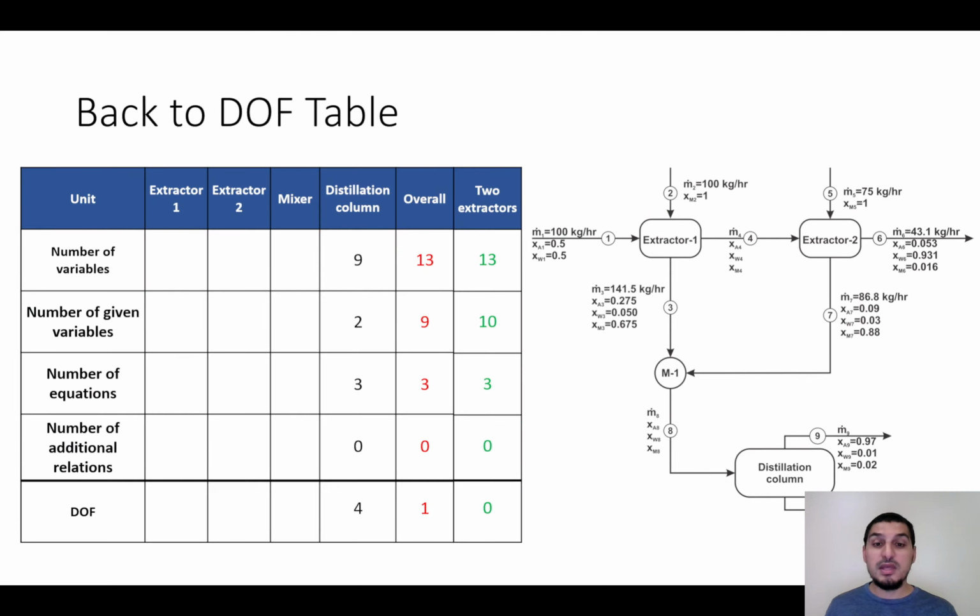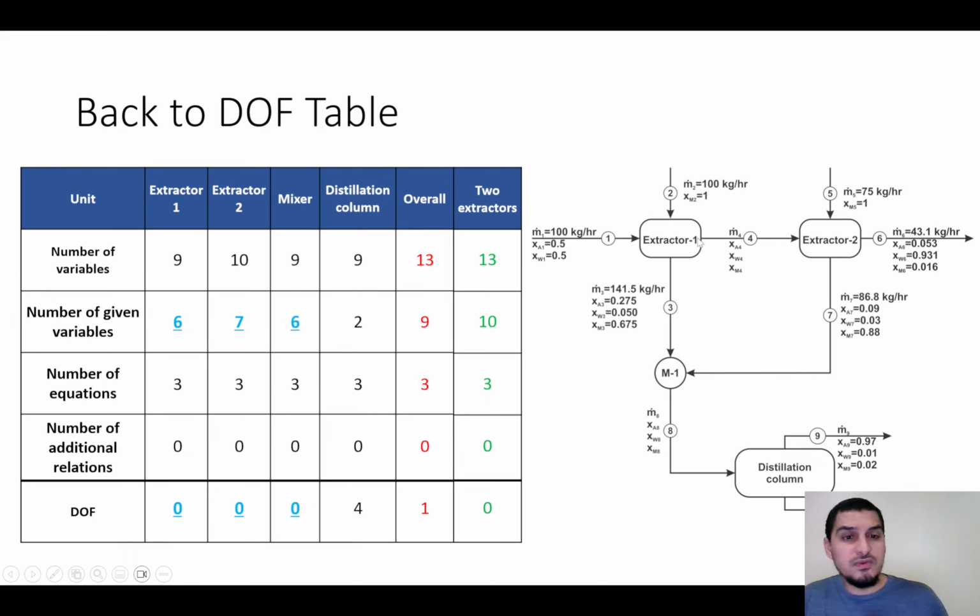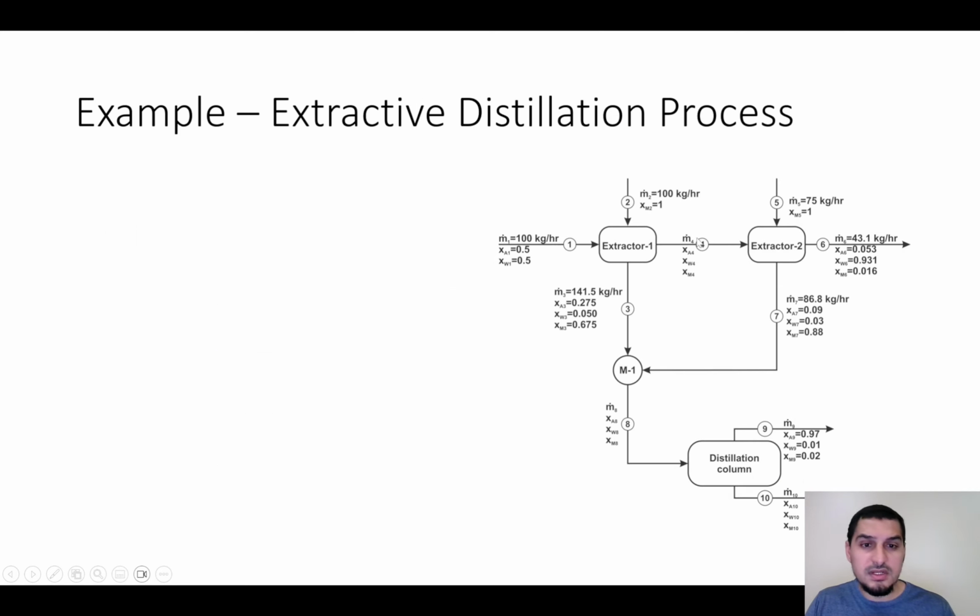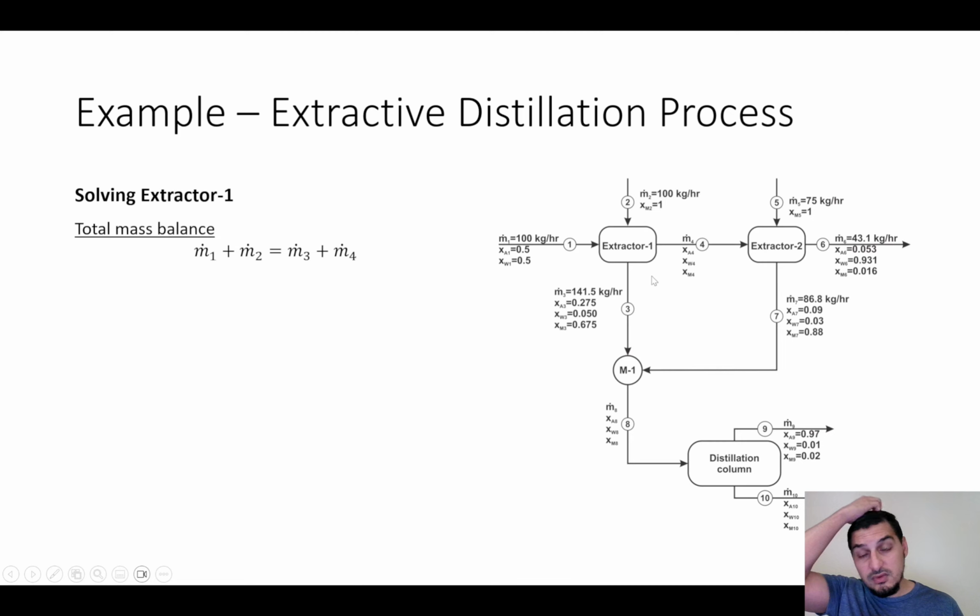The second part is, now let's update the degrees of freedom table. I now updated the streams, so I put all the information that was missing after calculating the variables, and now we can update the degrees of freedom. We said that we have 0 degrees of freedom for extractor 1, 0 for 2, and 0 for 3, and now we can solve extractor 1, for example. So extractor 1 is going to be a piece of cake now. It's in equals out. We know two ins and one of the outs, so we are only calculating the second outlet stream.